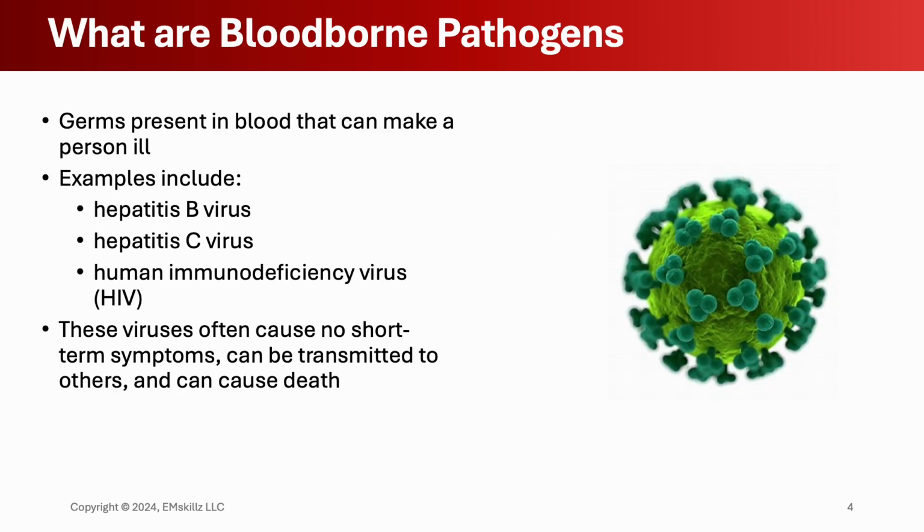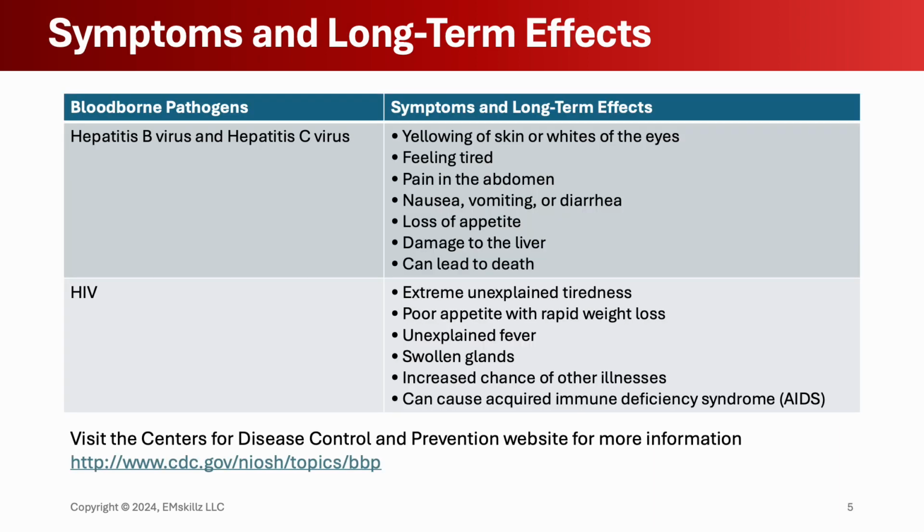What are bloodborne pathogens? Germs present in blood that can make a person ill. Examples include hepatitis B virus, hepatitis C virus, human immunodeficiency virus, or HIV. These viruses often cause no short-term symptoms, can be transmitted to others, and can cause death.